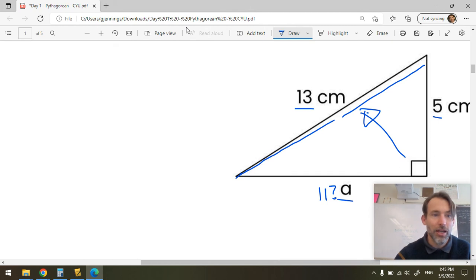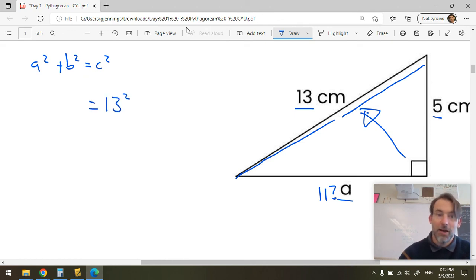So I know that a squared plus b squared equals c squared. Notice I write the equation down every time. And then I substitute carefully. 13 is the longest side. I must put it over there. 5 is one of the sides. Let's put it there, plus 5 squared. And then a squared is just a squared, because I don't know a yet. I'm guessing it's 11, but I'm not sure.